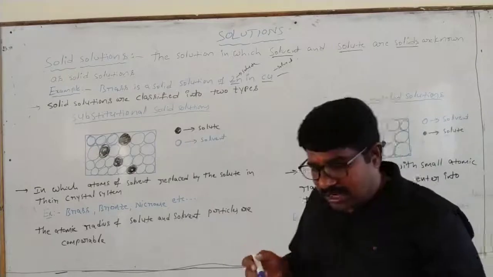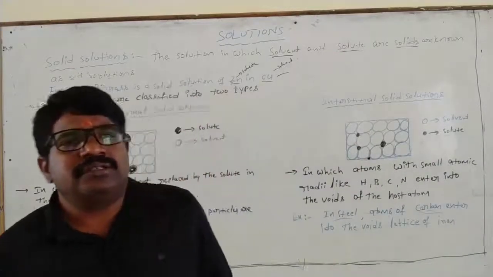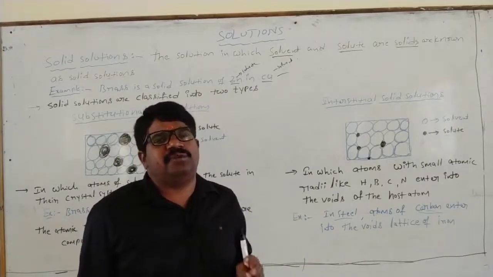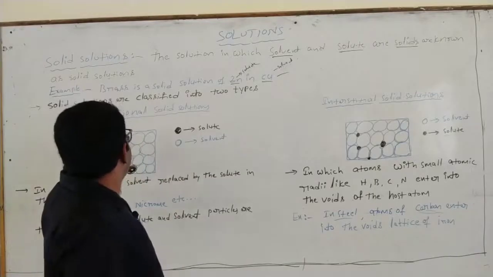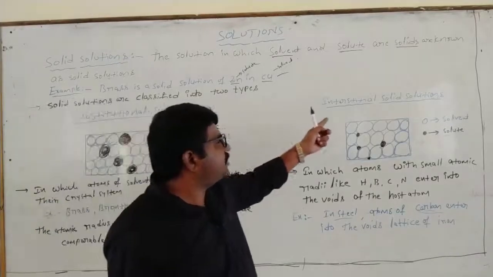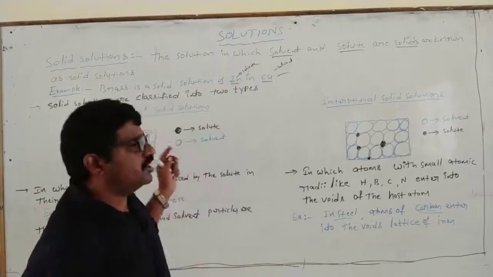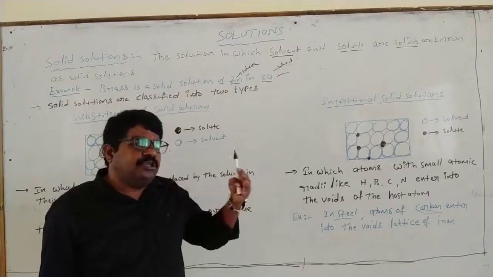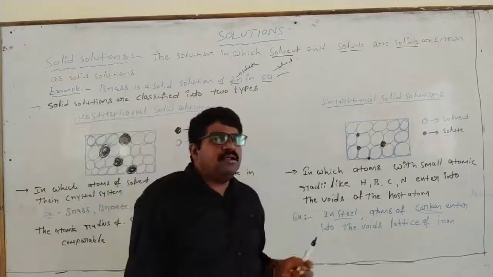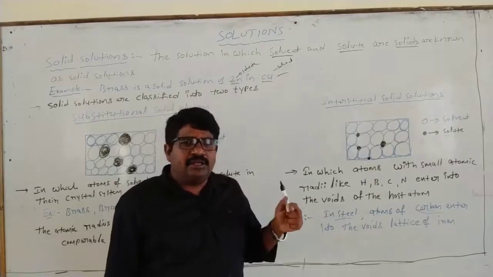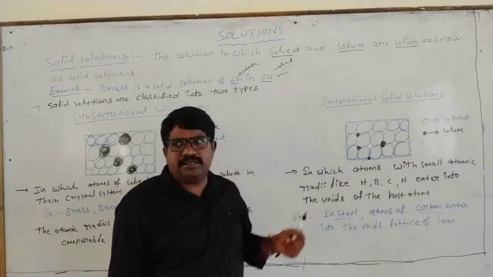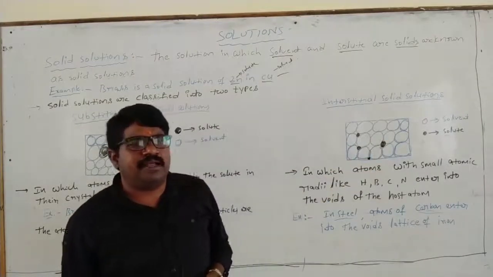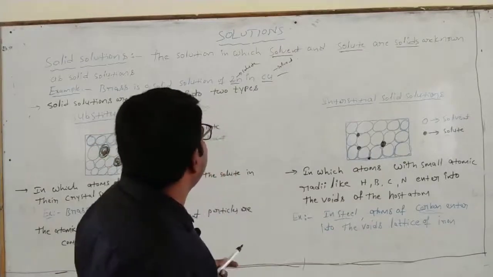I hope you understand this concept. Solid solution is a simple topic. Solid solution means solute and solvent both are in solid state. There are two types: substitutional solid solutions and interstitial solid solutions. Substitutional means the solvent particles are replaced by solute. Interstitial means the solute particles enter between the solvent layers. So these are the types of solid solutions.